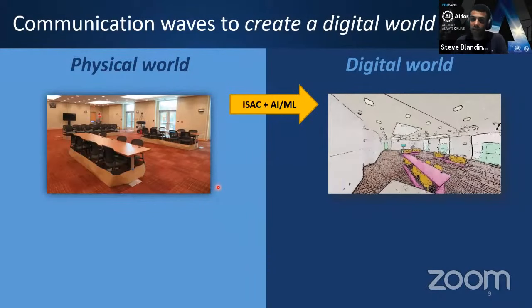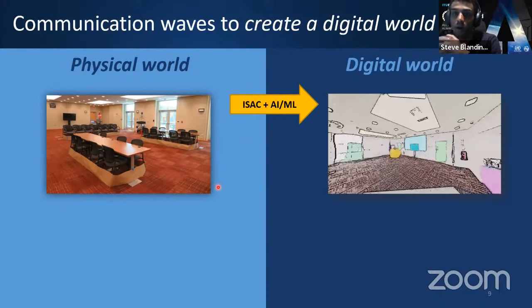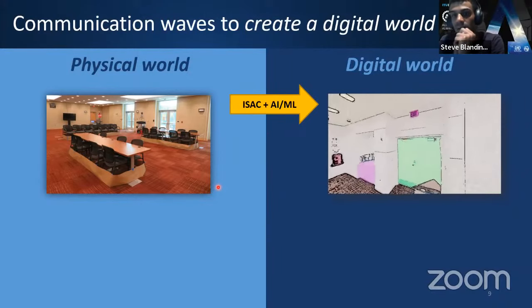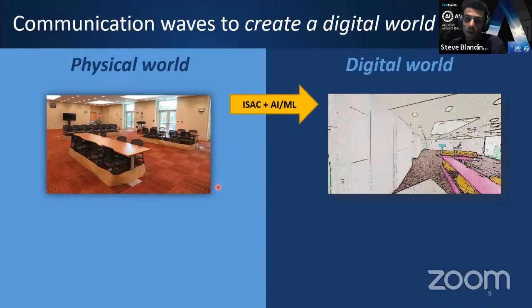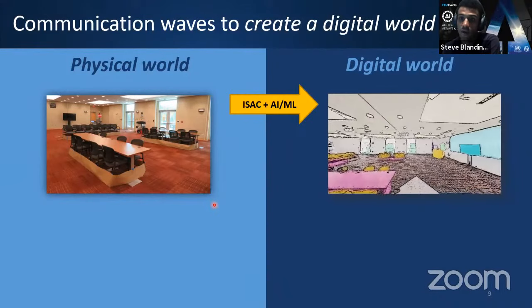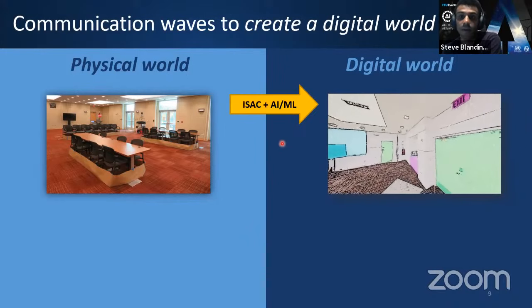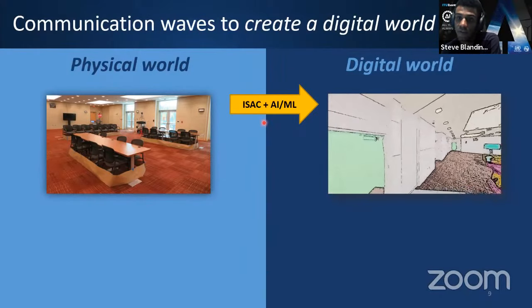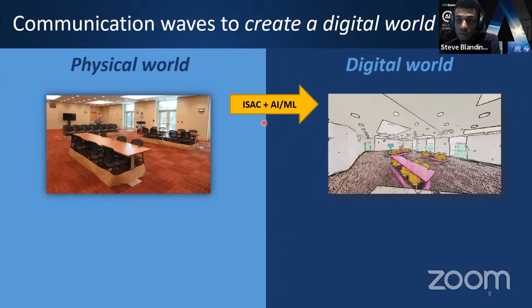But what we want to discuss now is what we can do more than that, where we can go in the future. So can we use the communication waves not just to see and describe the environment, but to really recreate a digital world, to create a virtual copy of the world, and use this digital copy that we have created, for example, just using RF, and with the aid of artificial intelligence and machine learning, can we use it for providing solutions to the physical world?